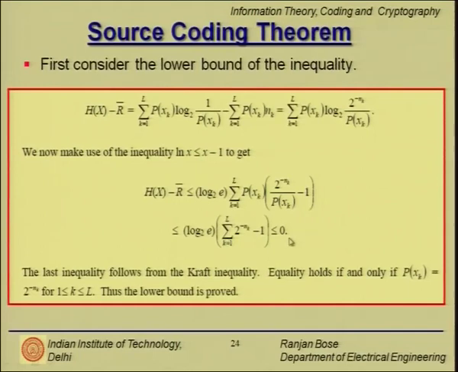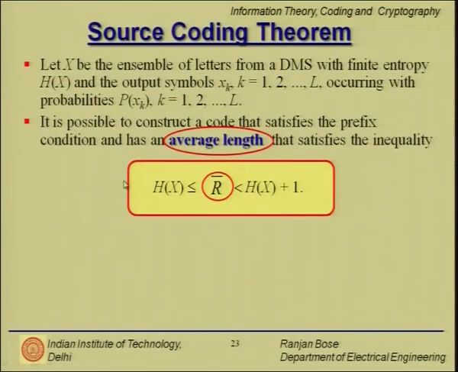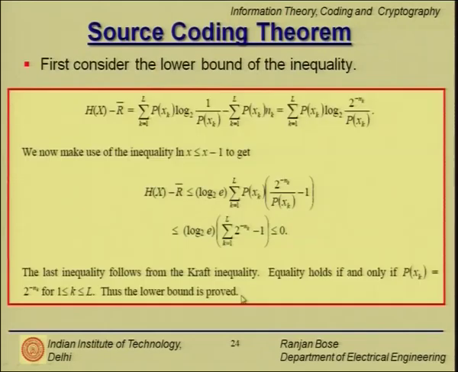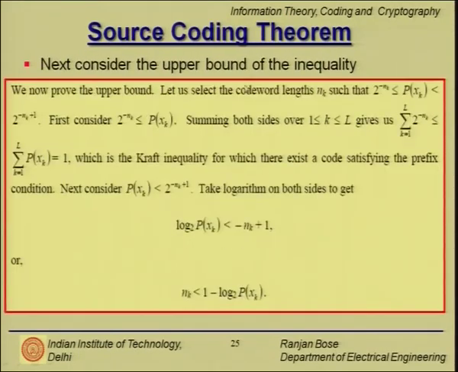So, what is less than or equal to 0? H(x) minus r bar is less than or equal to 0, and consequently you have this left hand side H(x) less than or equal to r bar. Now, let us consider the upper bound.